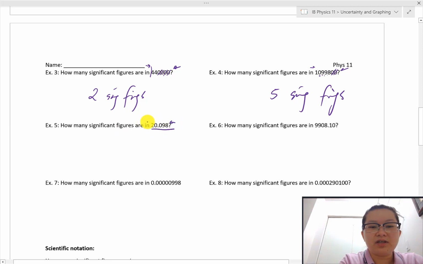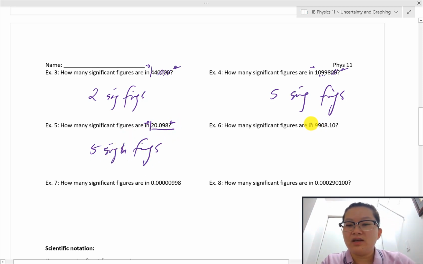Got 2 scissors, okay? It stops right there. This is a decimal. This one doesn't cut. We got 5 sig figs again, okay? And the next one, number 6, same thing.